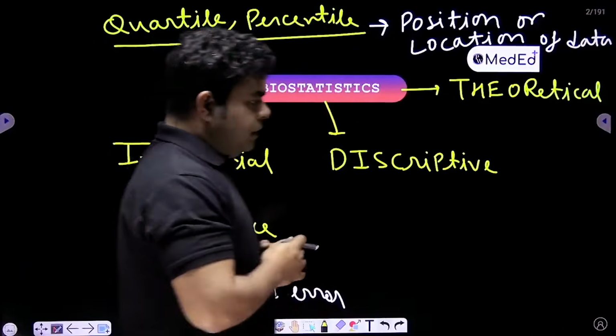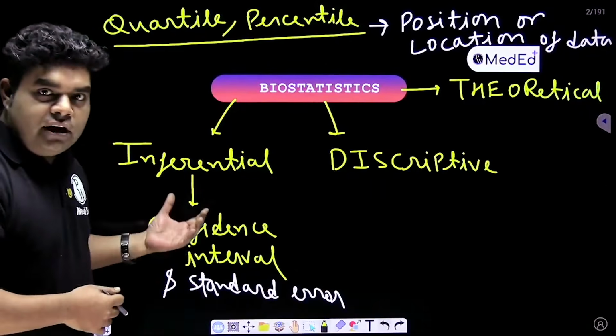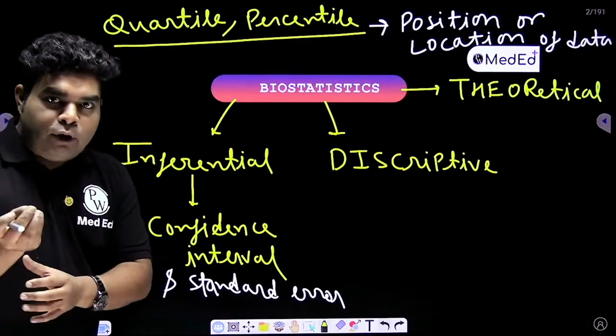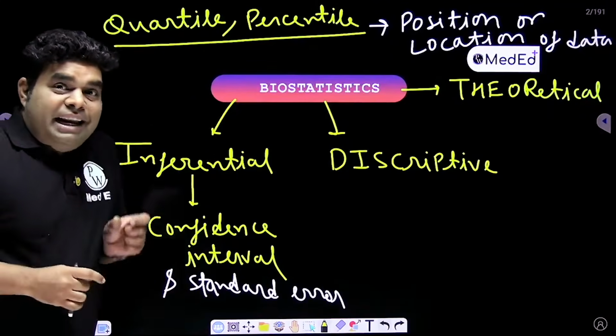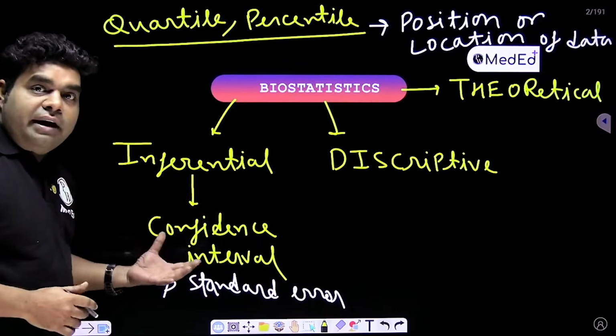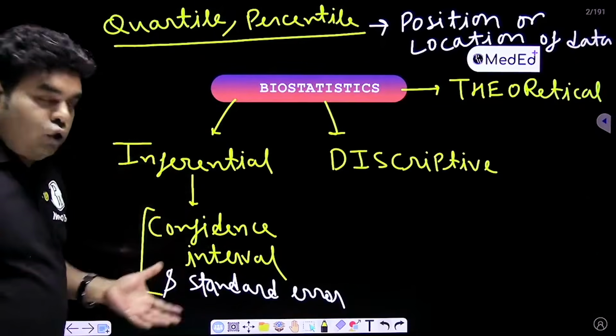So first thing is, when we read biostats, what do you mean by inferential statistics? Inferential means you take the result from a small sample of people and then apply it on the whole population. That is inferential. So confidence interval and standard error, they are inferential. We always collect it for a sample and then apply it on the whole population.